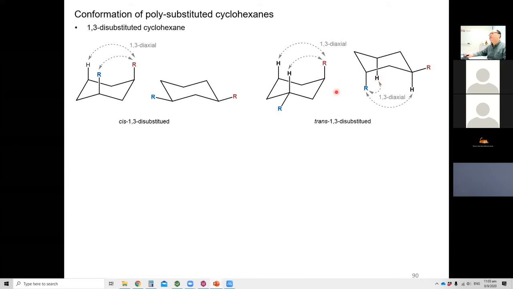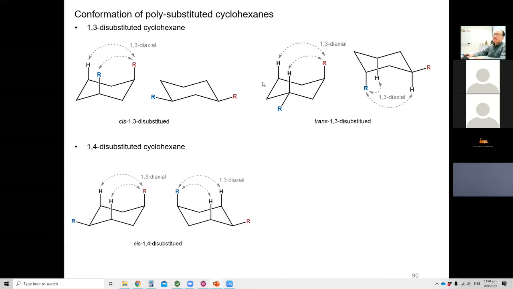So really, for the trans-1,3-disubstituted cyclohexane, it depends on the relative size of the red and the blue R. It's easy to understand. If you have a very big R, this interaction is obviously larger than the one for the smaller R with the 1,3 diaxial. So if you have a 1,3-disubstituted cyclohexane, you want to put the big R in the equatorial position. Okay, so how about 1,4?